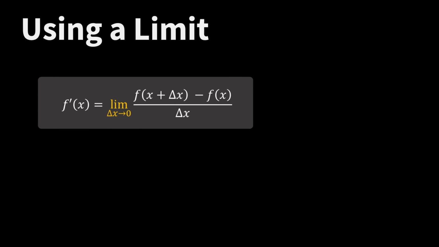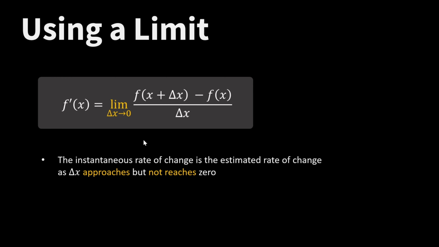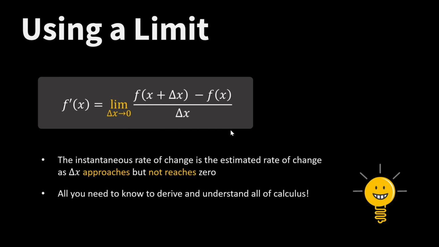The correct way to solve the problem is to use a limit. So this is how we compute the derivative of f at position x. What you can see is the formula we use to approximate this value, f at the position x plus delta x minus f at the position x divided by delta x. The only difference is this limit here. It tells us that the instantaneous rate of change is the estimated rate of change as delta x approaches but never reaches 0. The cool thing is that this equation is all you need to know to understand and derive all of calculus.